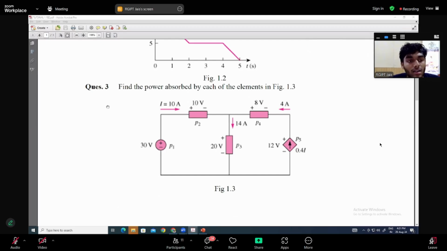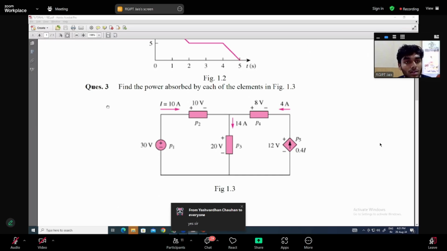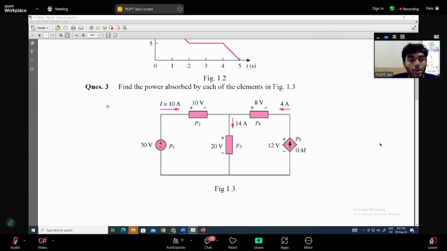Is it clear? At least 2 to 3 yes. Yes, yes. Is it clear? What is P5? P5 is 0.4 into I value, which is 10. So 0.4 into 10 is 4. 4 into minus 4 into 12, minus 48. Okay.